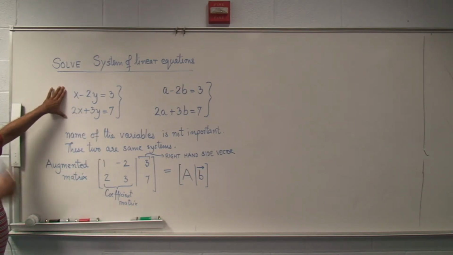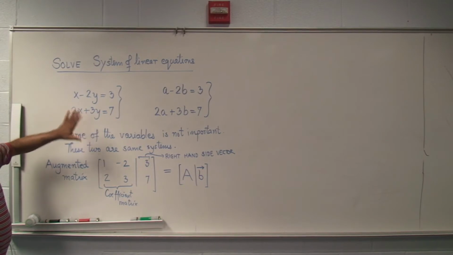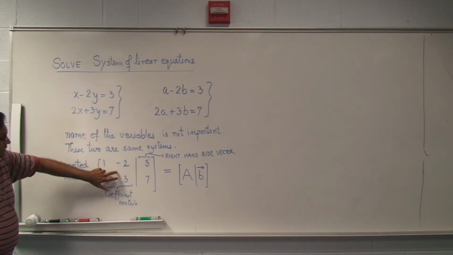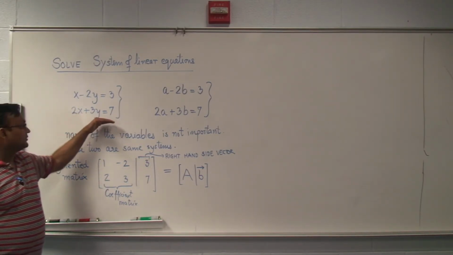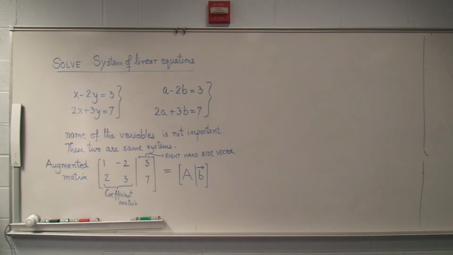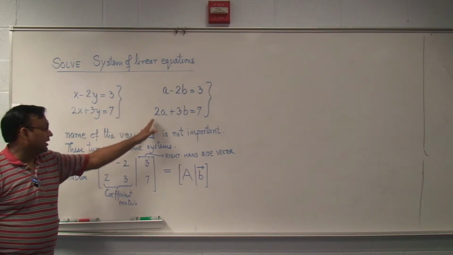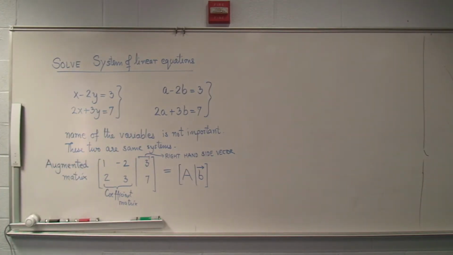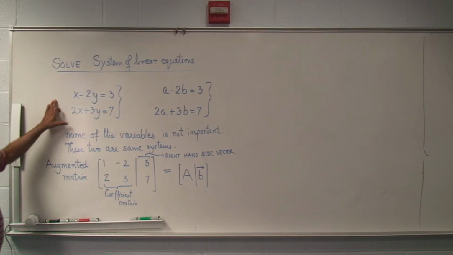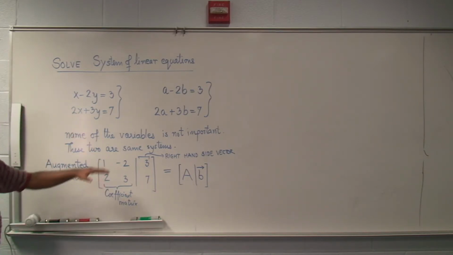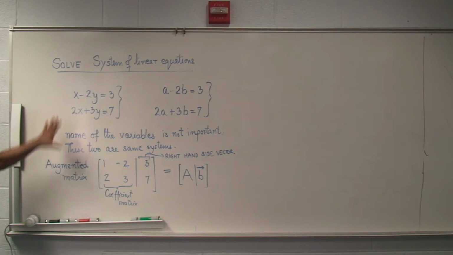Of course, we need to know the name of the variables. But the point is, this augmented matrix gives you the same system of equations. Either you can say this one or that one, apart from the name of the variables, it is still referring to the same system of equations. So for each system, there is one augmented matrix, and for each augmented matrix, there is exactly one system of linear equations, barring the name of the variables.